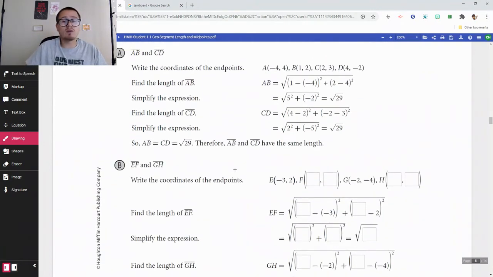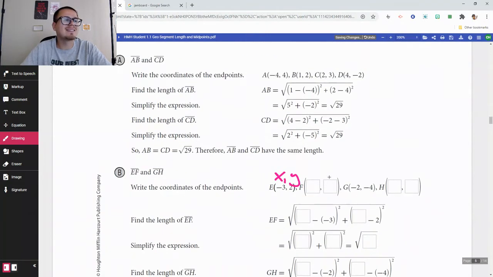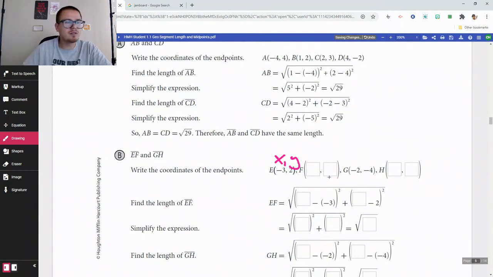So let's write the segment. We need to know the coordinates for our points. So we know E is at -3, 2. Remember, it's x, y, right? F is going to be at -2 in the x, because I went from the origin 0, 0, 2 to my left, and then down 3, so that's -3, so it's going to be -2, -3.